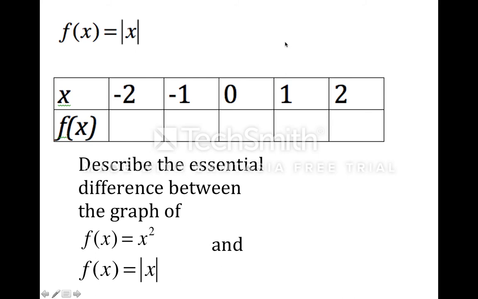The last graph in our library of functions is the absolute value of x. The absolute value of -2 is +2. Of -1 is +1. Of 0 is 0. And of 1 it's 1. And of 2 it's 2.